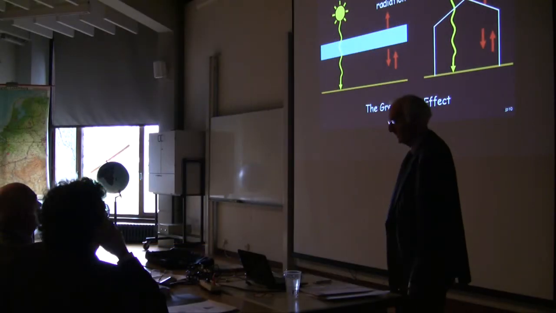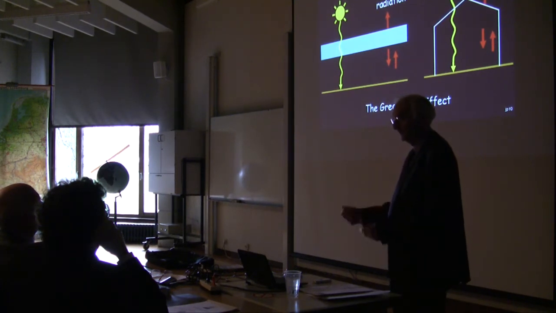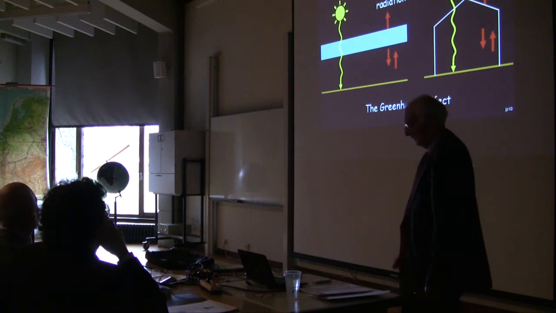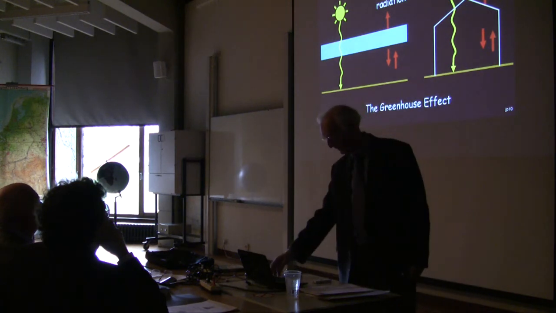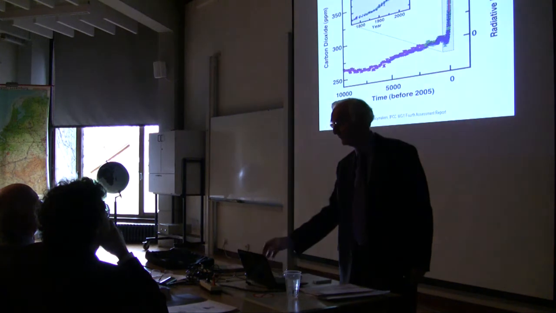If we didn't have those gases there, the Earth's surface would be at a temperature of minus 15 on average, or thereabouts. We'd all be covered by ice, and it would be a very different world. The greenhouse effect has been known for over 200 years, and there is no doubt whatever that it's happening.